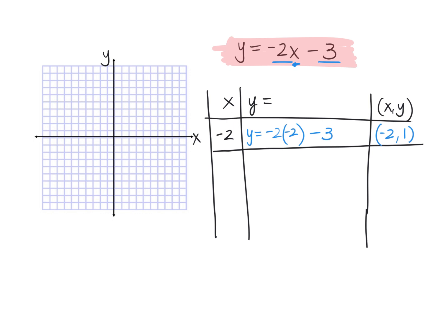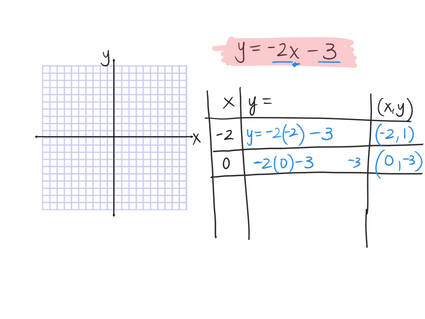Okay, my next point that I am going to choose, so I chose -2 first, I'm going to choose 0. Again, I always prefer that you would choose 0 for one of your points. So I'm going to plug it in again. -2 times 0 minus 3. Well, -2 times 0 is 0. Minus 3 is -3. So my final coordinate here is 0 comma -3.